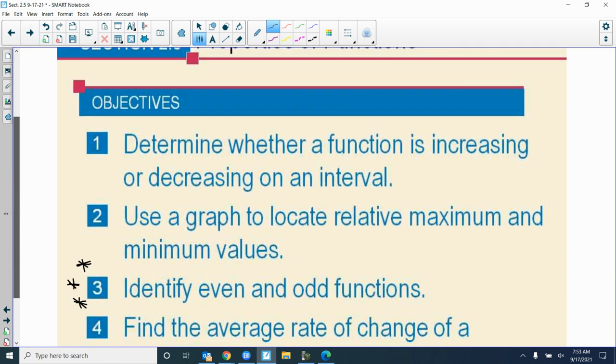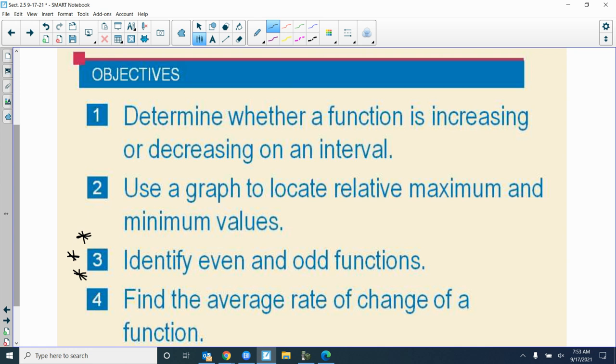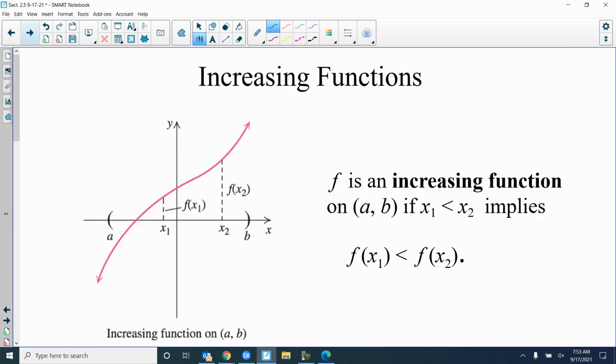So we're talking about increasing or decreasing, even and odd functions. Like I said, those tend to be the most difficult here. But after that, finding relative maximum, you're okay with that. I just want to hit it again. All right. Increasing function. I kind of got the graph on there to help you out a little bit.